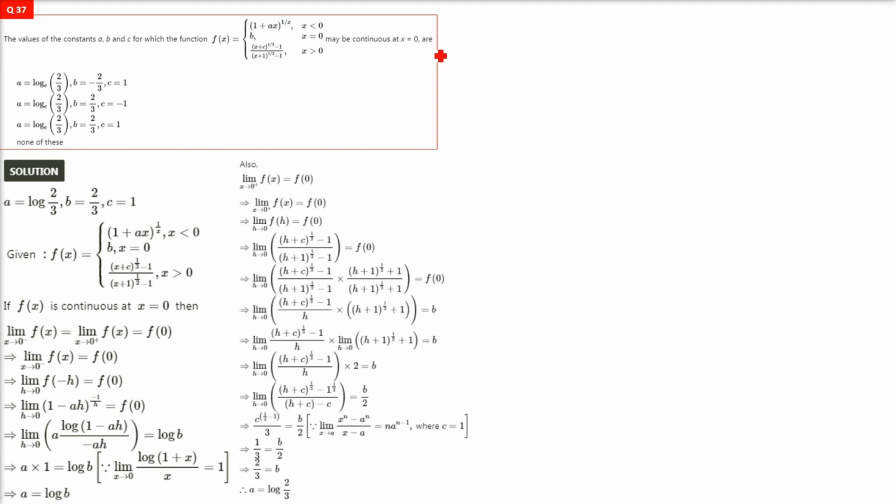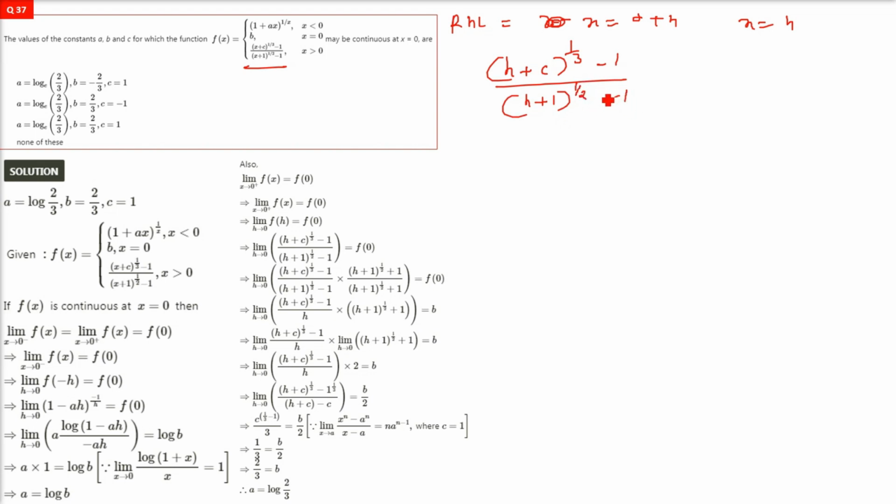Now the numerator is (x plus c) to the power 1 by 3, and in the denominator you have (x plus 1) to the power 1 by 2. So replace x by 0 plus h, that is h, in place of x wherever it is. So (h plus c) to the power 1 by 3 minus 1, and then you have (h plus 1) to the power 1 by 2 minus 1.